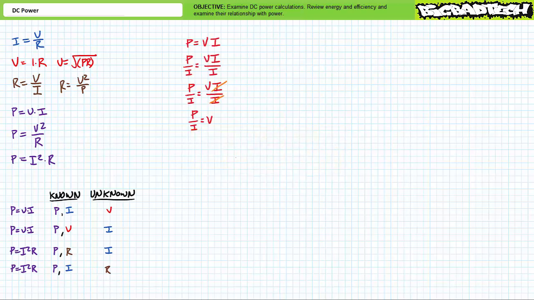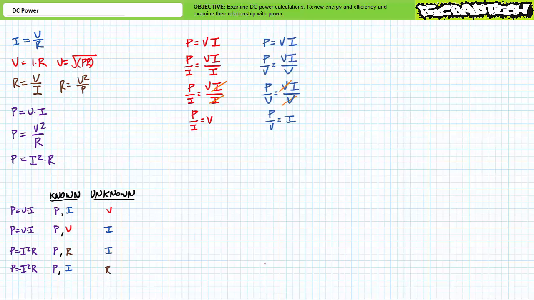Given power equals voltage times current, and given known power and known current, we should be able to algebraically manipulate this entry to solve for voltage. Divide both sides by current. Current cancels out on one side, and we're left with voltage equals power divided by current. This equation implies that given known power and known current, we can solve for an unknown voltage.